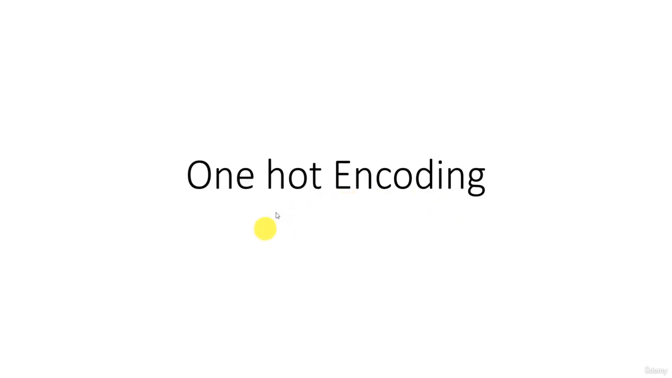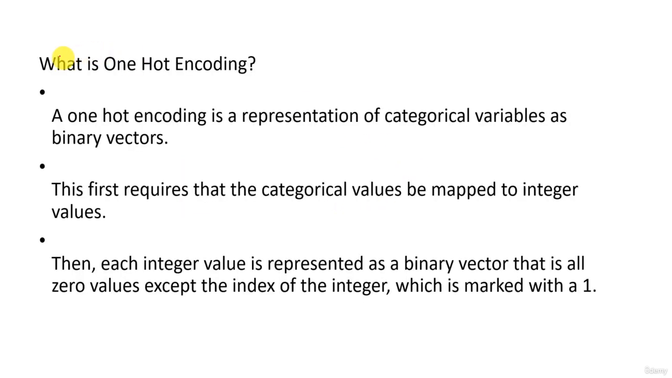Now let us learn about one-hot encoding. If you have ever gone into the topics of machine learning, then you could have just seen this topic, one-hot encoding. It is very popular and a very effective way of encoding any categorical variables. Now let us understand what one-hot encoding is, and in an upcoming video we will see it practically.